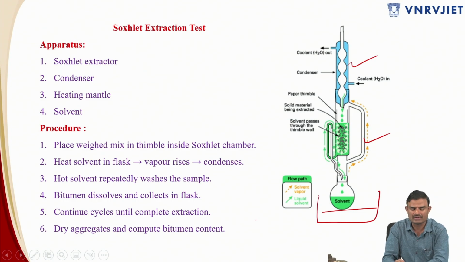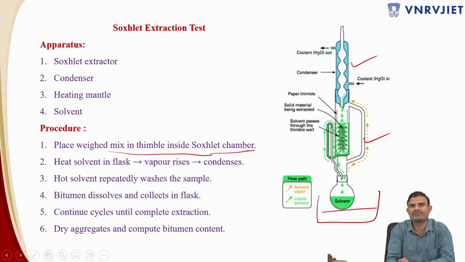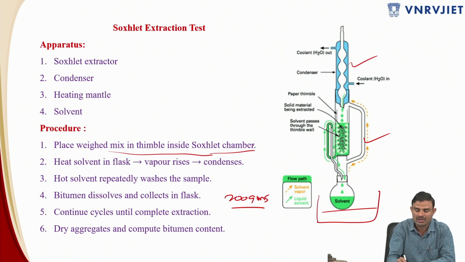Of course you need to take the solvent. So in this place, put the weighed mix in the paper thimble inside the Soxhlet chamber. I've told you the maximum weight that we can go for conducting this test is 200 grams of bituminous mixture that needs to be kept in the Soxhlet chamber.